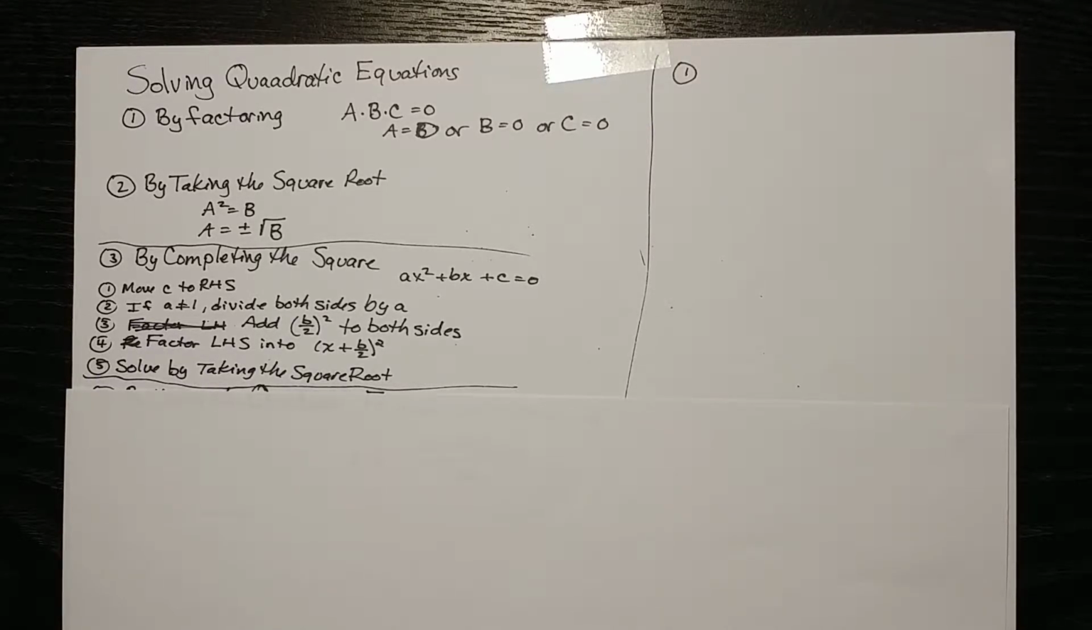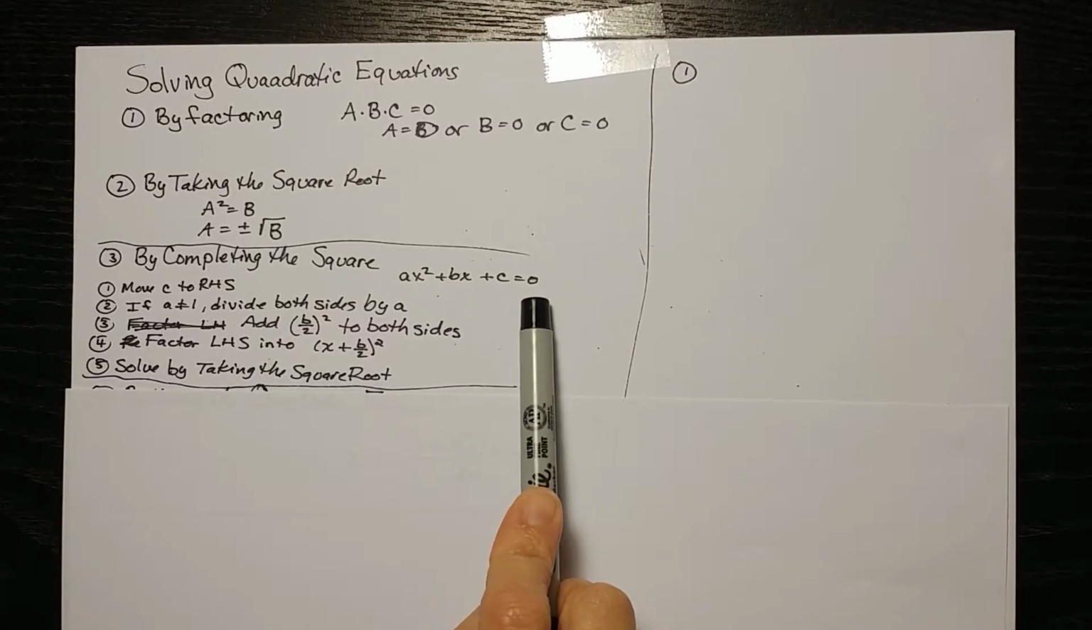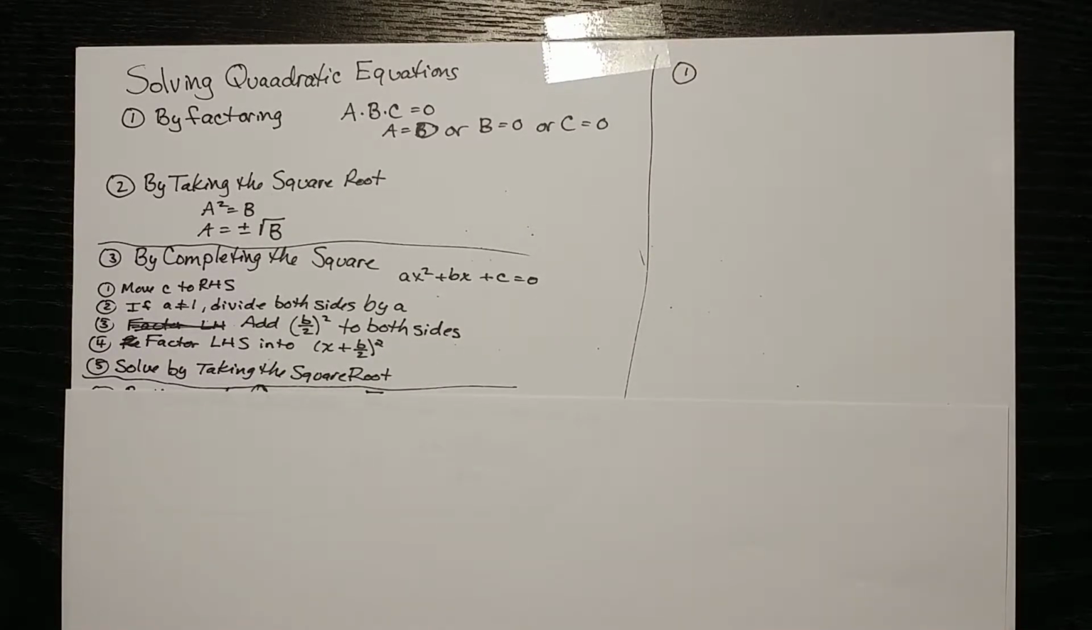Then you move c, this c right here, to the right-hand side. Then if a is not equal to 1, you divide both sides of this equation by a. If a is equal to 1, you can skip step 2. Step 3 says to add the quantity b over 2 squared to both sides of the equation.